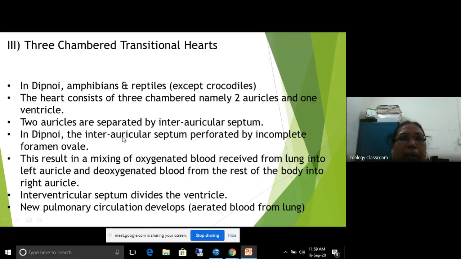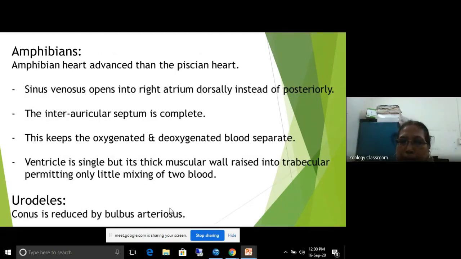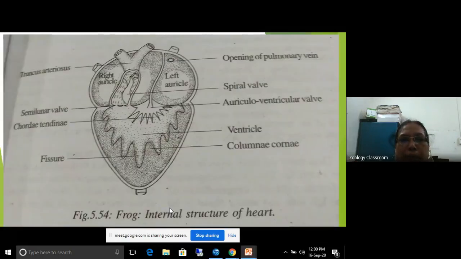In dipnoid, the interauricular septum is perforated by an incomplete foramen ovale. This results in mixing of oxygenated blood which is received from the lung, and poured into the left auricle, and deoxygenated blood from the rest of the body into the right auricle. So the interventricular septum also divides the ventricle, and in this dipnoi there is a formation of new pulmonary circulation. So we see first in the diagram.